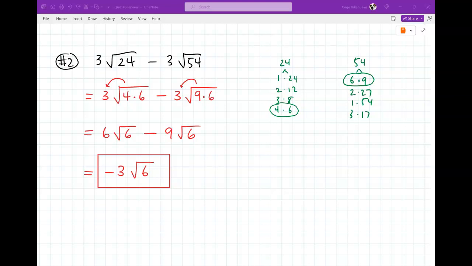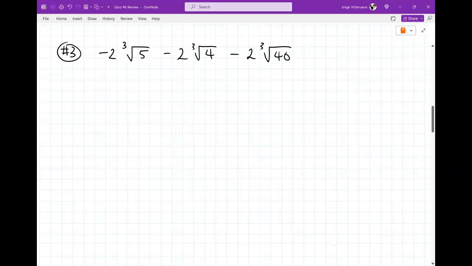All right, so moving on. Let's do a cube root problem.